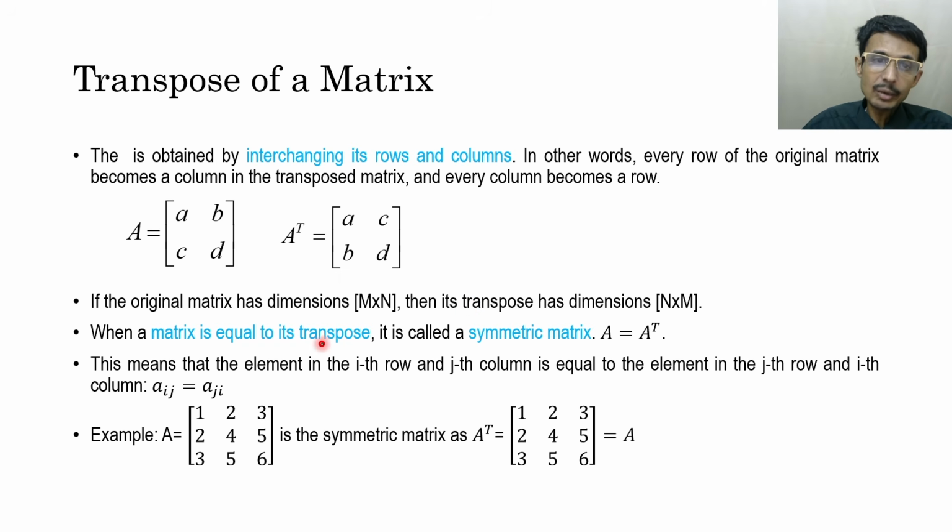When a matrix is equal to its transpose, A equals A transpose, that is called a symmetric matrix. This is very important. This means the element in the ith row and jth column is equal to the element in the jth row and ith column. So Aij is equal to Aji. So this is a symmetric matrix. You can see 1, 2, 3, and this is 1, 2, 3. Again, you can see 2, 4, 5. So if you take a transpose, 3, 5, 6. So basically, this is a symmetric matrix.